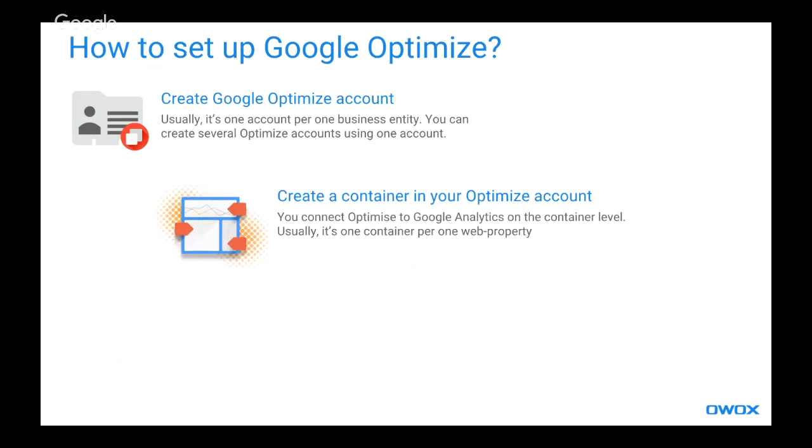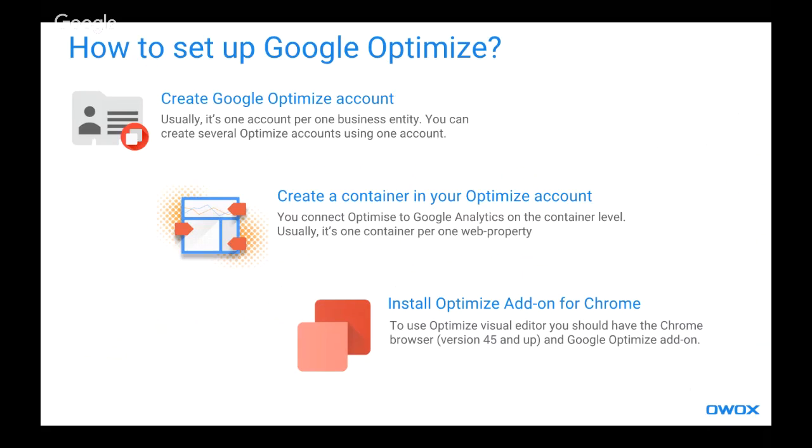Once you've created the Google Optimize account, you need to create a container in that account. The container is usually connected to the web property and to the particular domain. But if you have your checkout or cart spread between different domains, you might want to use one container for all of them. If you don't want the results of your experiments to interfere, you should better use different containers for different domains and subdomains.